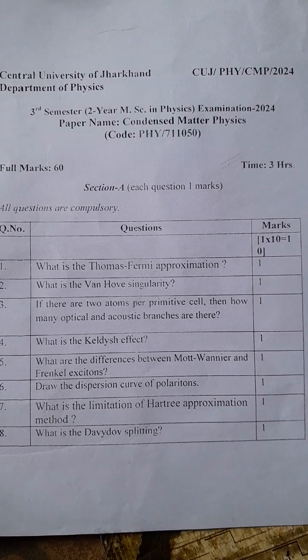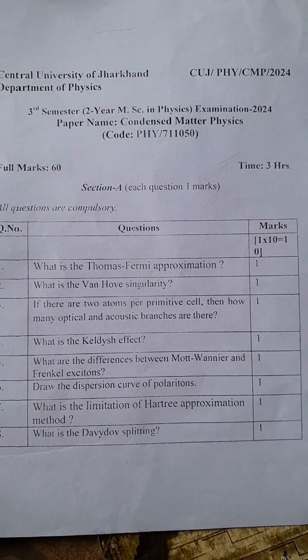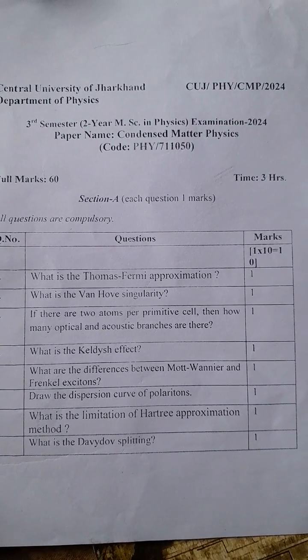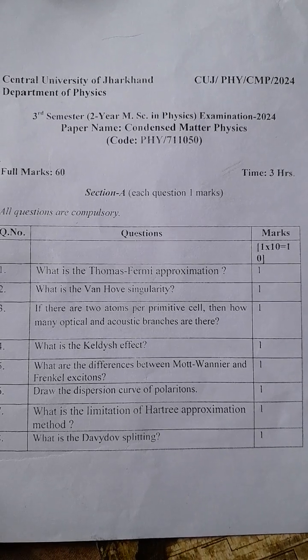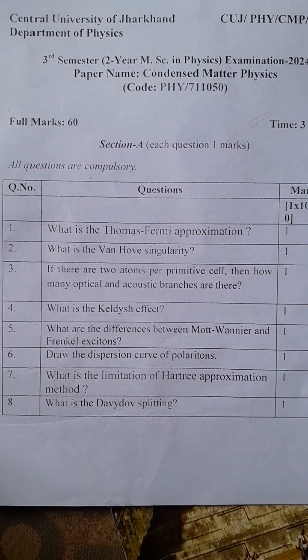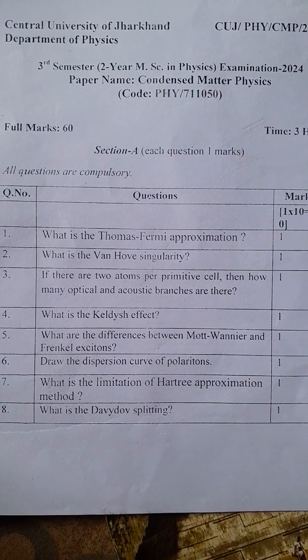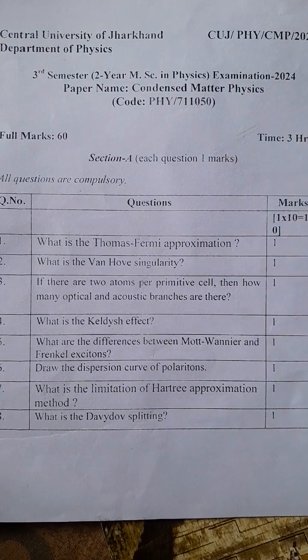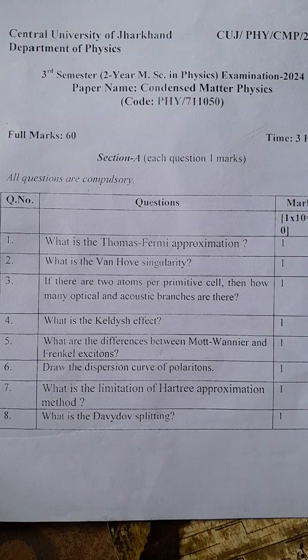What is Thomas-Fermi approximation? What is Van Hove singularity? If there are two atoms per primitive cell, then how many optical and acoustical branches are there? What is Keldysh effect? What are the differences between Mott, Wannier, and Frenkel excitons?